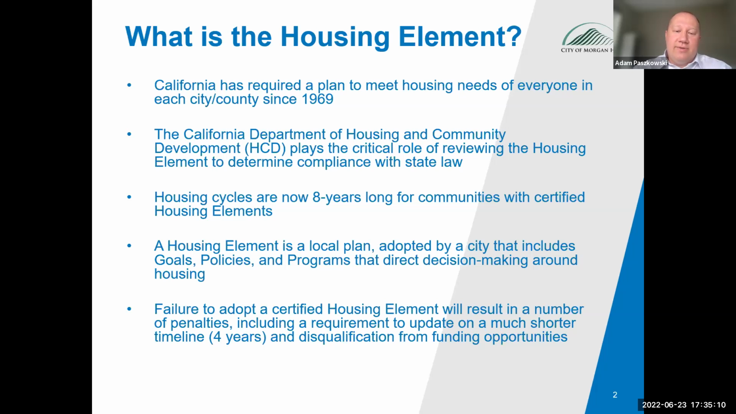passes by. So every 8 years, every city, town, and county must update their housing element and have it certified by the state through the California Department of Housing and Community Development. So we are working on the 2023-2031 housing element update, which is referred to as the 6th cycle. And this must be approved by the city and submitted to the state for approval prior to our deadline of January 31st, 2023.